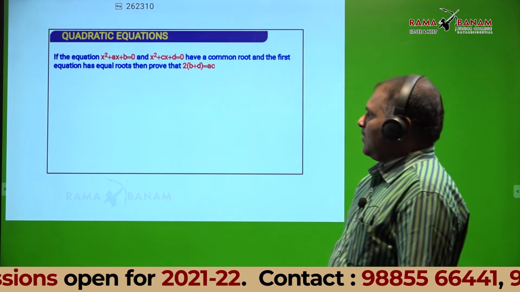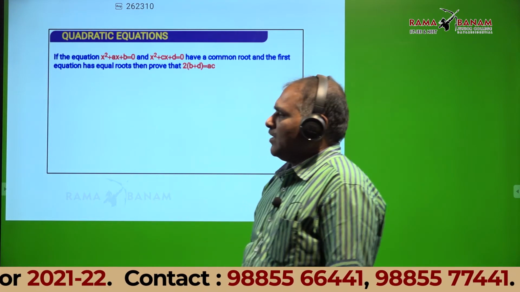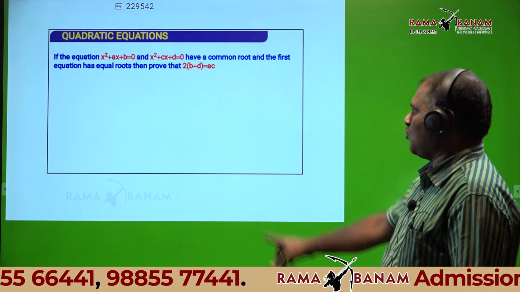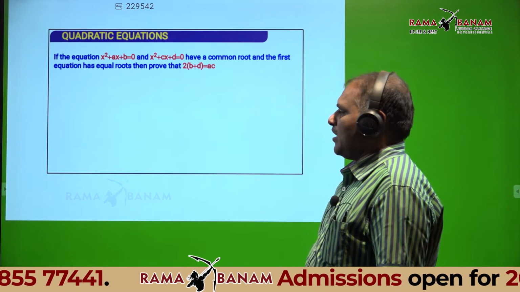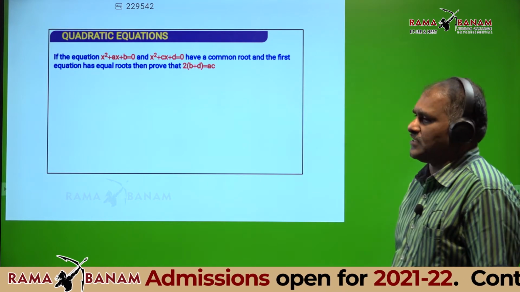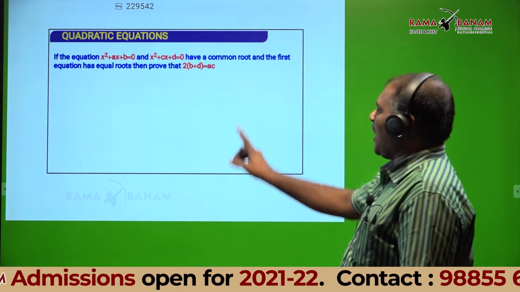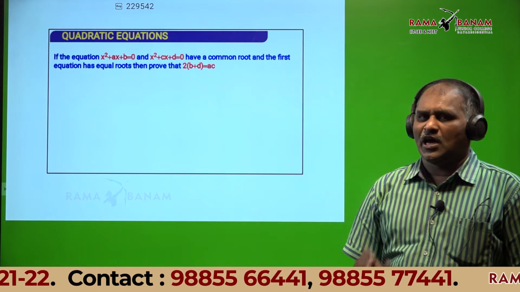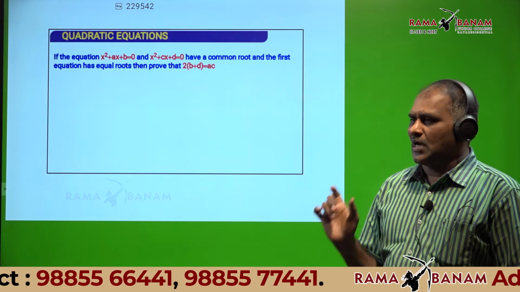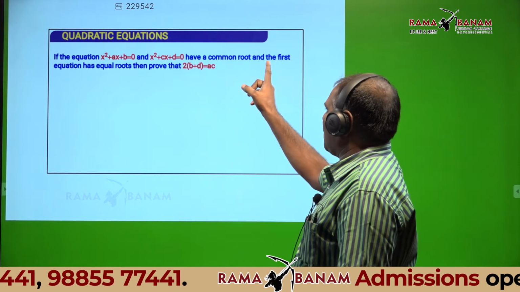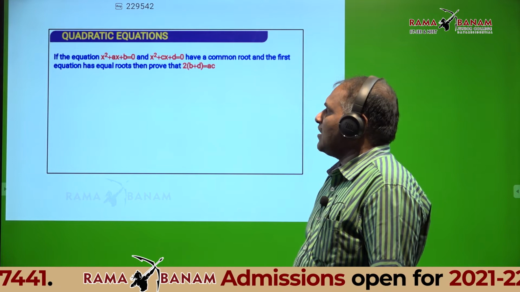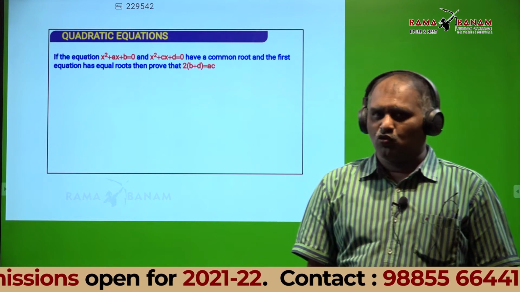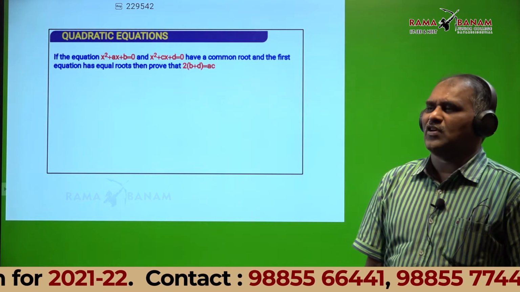Here, listen. If the equations x square plus ax plus b is equal to 0 and x square plus cx plus d is equal to 0 have a common root, that means both equations have one common root, and the first equation has equal roots. What is the definition of equal roots?